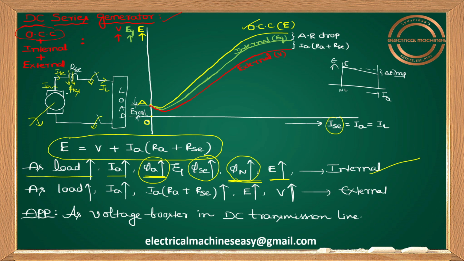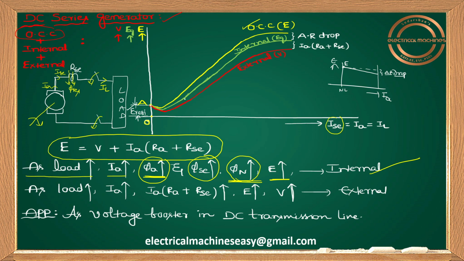Though residual flux is there, though generator action takes place, though EMF is induced, that EMF would drive some current only if there is a closed path. But on no load condition there is no closed path, so I won't have any current. I don't have any series flux. There is no flux buildup concept, there is no EMF buildup. So it's simply the residual EMF only. That's the reason why on no load condition the EMF is almost zero, just this much residual EMF. And as load increases, the net flux increases, and I told you the reason also. In this series generator, in addition to phi A, the series flux, the main flux, is increasing.